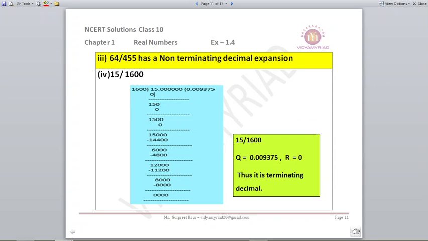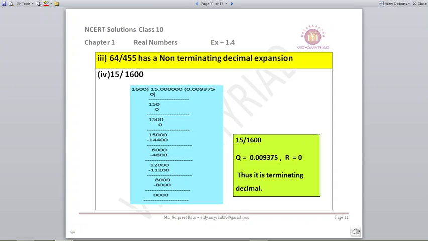64 upon 455. It is a non-terminating decimal expansion as it is not in the form of 2 raised to power m into 5 raised to power n. So we are not going to divide. Next, 15 upon 1600. So let's divide and see.